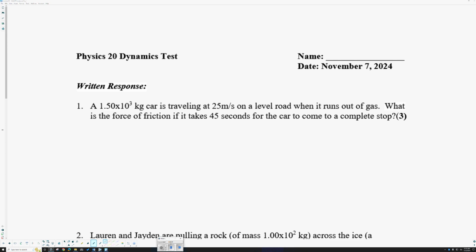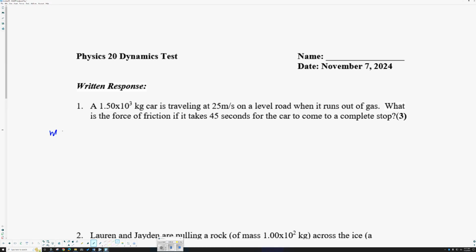Let's take a look at this dynamics unit test now. Question number 1. A 1,500 kilogram car is traveling at 25 meters per second on a level road when it runs out of gas. What's the force of friction if it takes 45 seconds for the car to come to a complete stop? We know this is a group B problem. It involves acceleration. So let's keep that in mind.